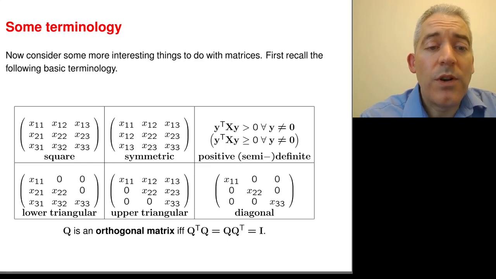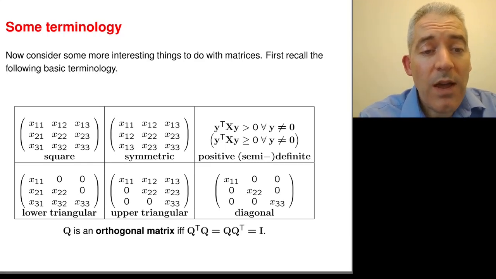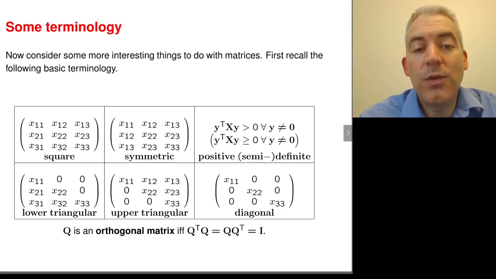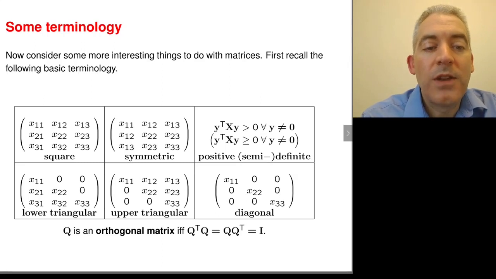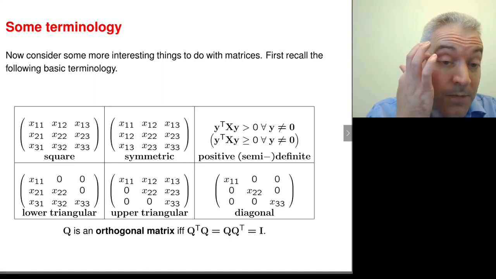Another important notion is the notion of a triangular matrix. So a triangular matrix has elements either above or below the diagonal all being 0. A lower triangular matrix just has elements in the lower triangle. Everything above the diagonal is 0. Upper triangular is the converse.